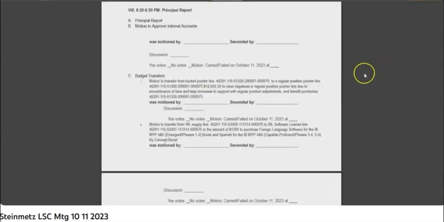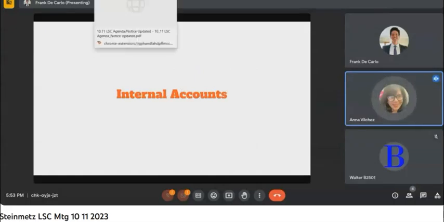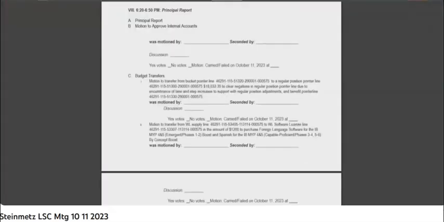46291-115-513-2090001-0057.5 to regular position pointer line 46291-115-513-000290001-000575 in the amount of $18,033.35 to clear negatives in regular position pointer lines due to the encumbrance of lane and step increases to support with regular position adjustments and benefit pointer lines 4629115-513-30290001-000575.